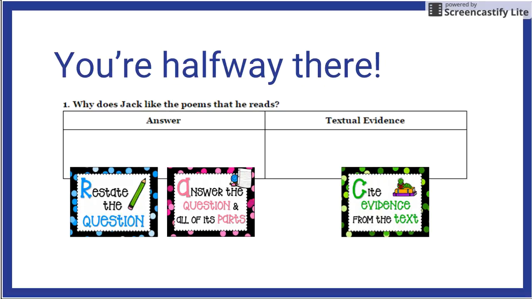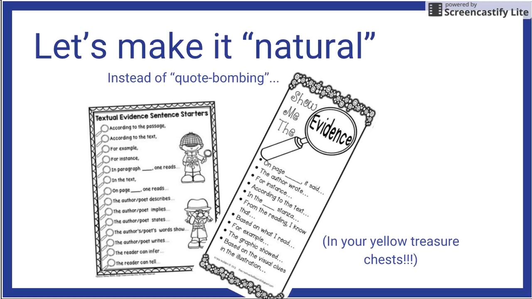See, you realize that you're already halfway there. You've seen these charts before. Why does Jack like the poems that he reads? You put your answer in one box and your evidence in another box. But did you know that if you simply write your answer from your chart onto lines, you've already completed the R and the A of RACE? And if you copy that evidence onto the lines right after your answer, you can count that as your C, citing evidence.